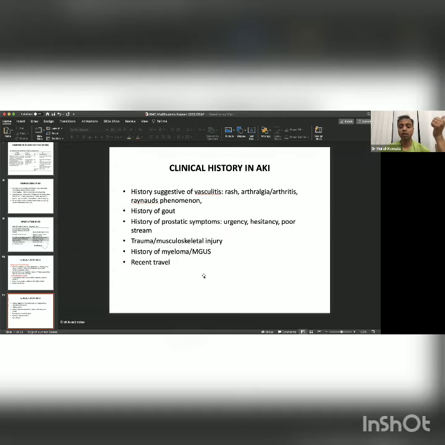Do they have any history of gout, which could tell us that they have got lots of high uric acid levels, which can sometimes cause kidney dysfunction, very rarely acute kidney injury.